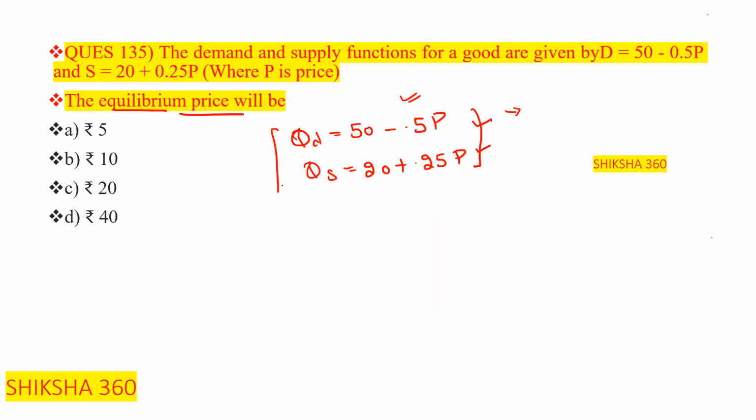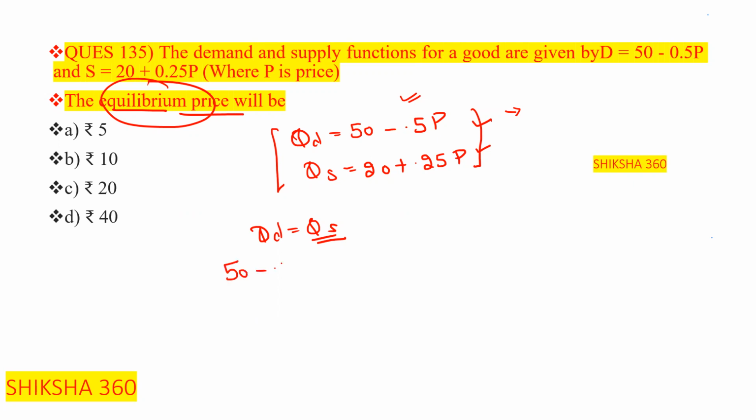So here they have given this, and the question is: what is the equilibrium price? The equilibrium price is that price where the quantity demanded is equal to the quantity supplied. So let's put it here.